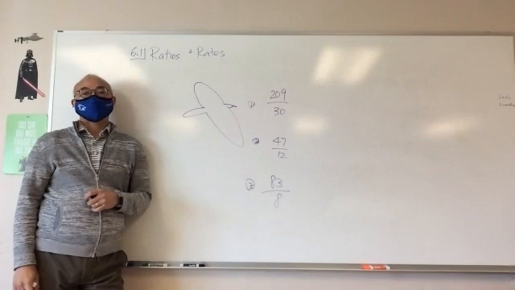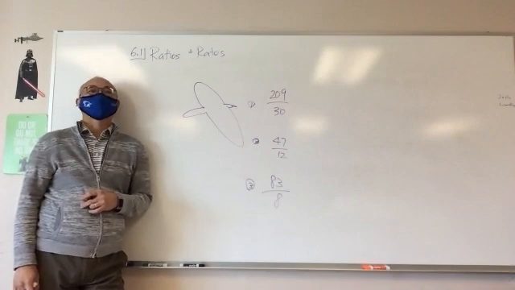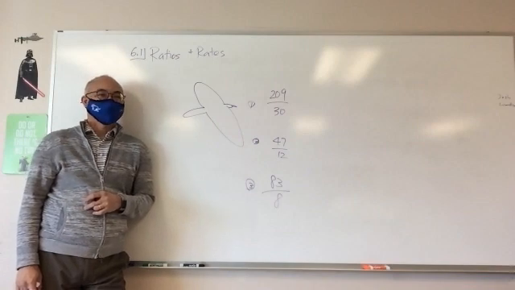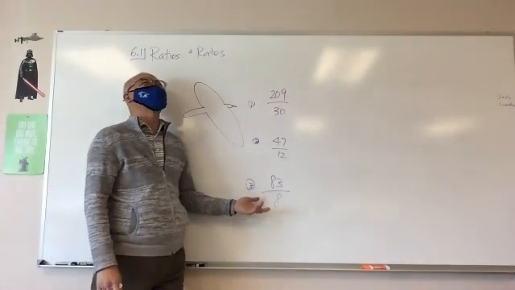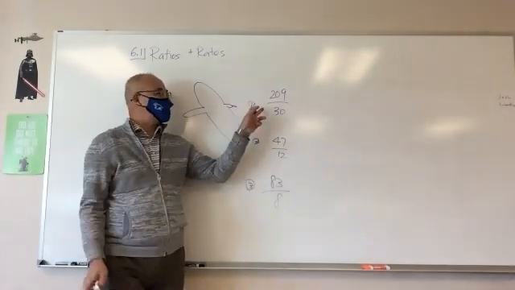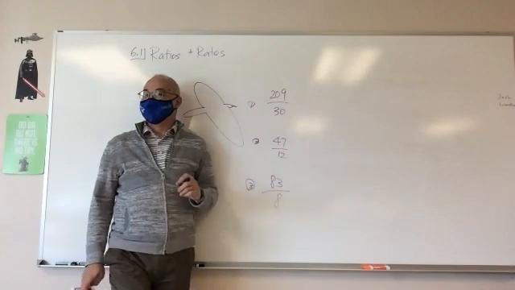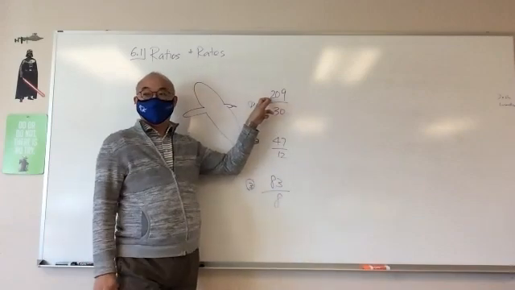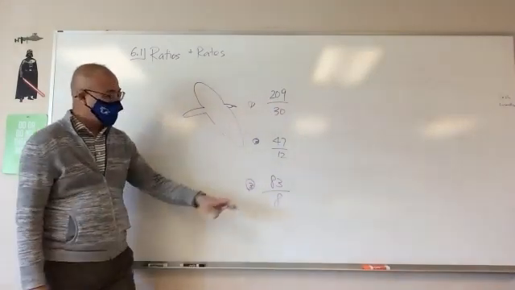Which one looks the highest? Number 3. Why? Because 83 over 8. And you said this one because why? Because the number is bigger. Yeah. Okay, all right. I don't know if it's right.